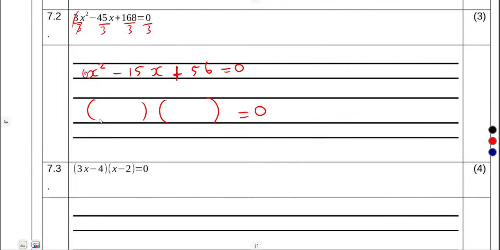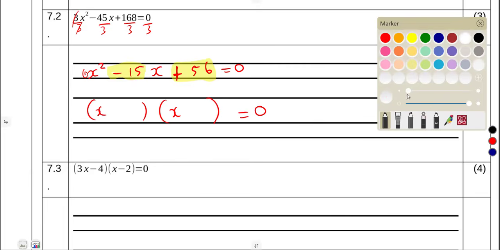And this is 1. So we're going to have x and x here. So remember, guys, from your factorization, you work with the constant term, which is 56. What are the factors of 56 which add up to negative 15?